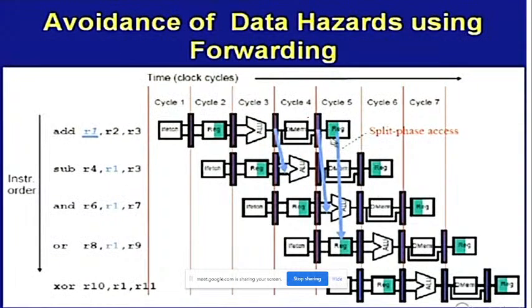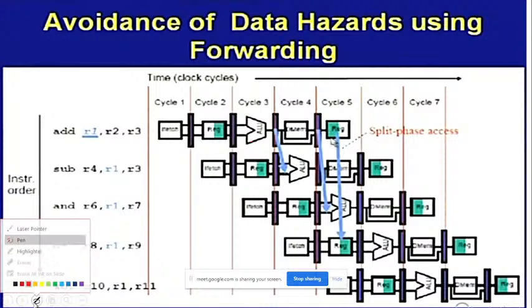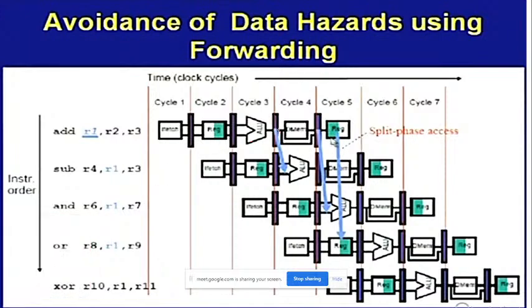So here, suppose in the add instruction, R1 equal to R2 plus R3, it is performing the addition, and the result comes from the ALU, the arithmetic logic unit. So the data is available here in clock cycle 3. It is not yet stored in a register, but the calculation is done. So we are taking that particular value through an additional hardware circuit.